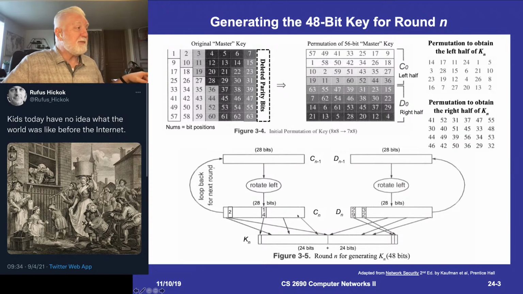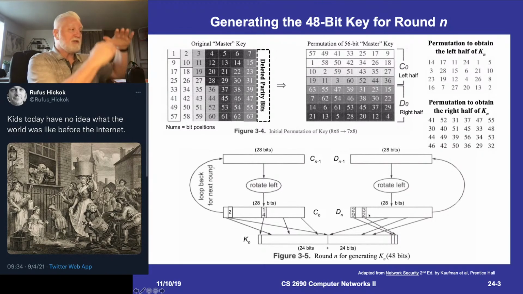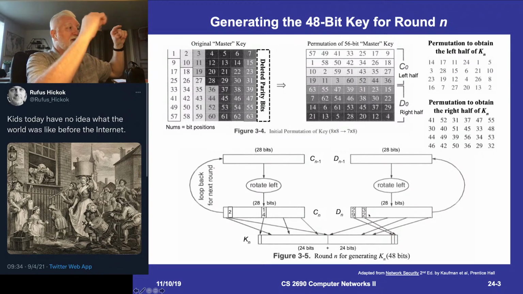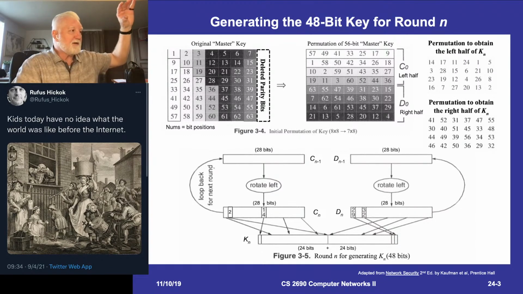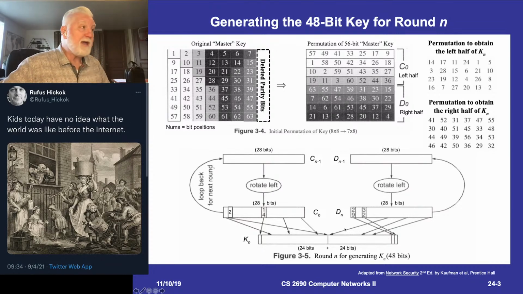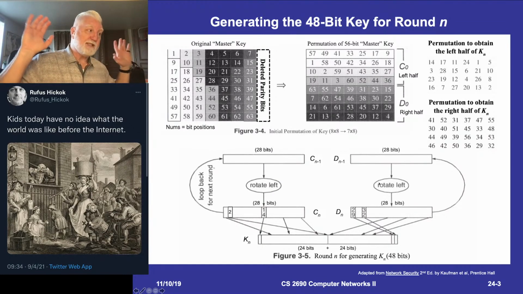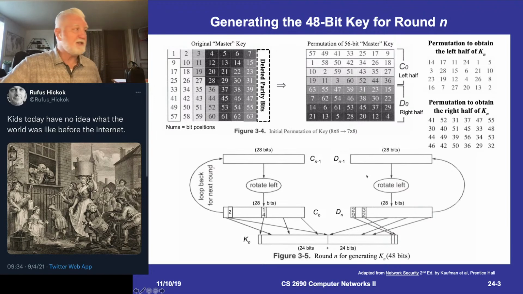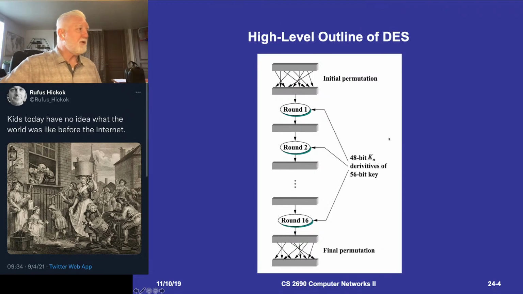Now you have C sub 1, you put C sub 1 up here. Rotate it and make C sub 2. Make D sub 1 and D sub 2. And now you get K sub 2, save it. So you're saving this, you do it 16 times. You save K sub 1 through K sub 16, okay? That's the generating of the keys. So that's what you're doing.